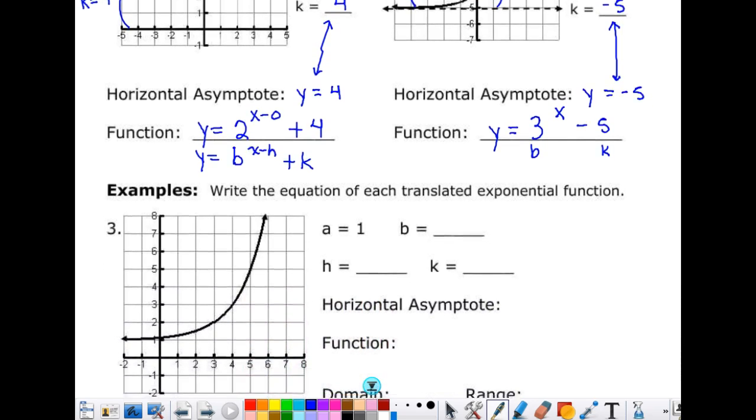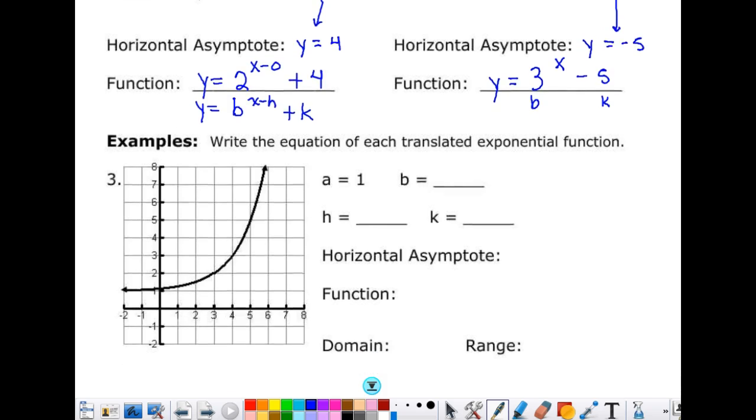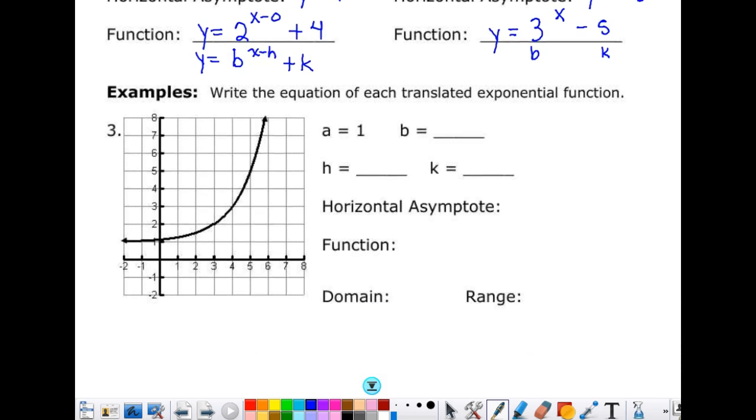Y'all catching on? No? No? A little bit. Okay. So maybe by the end of the notes you'll be caught on.